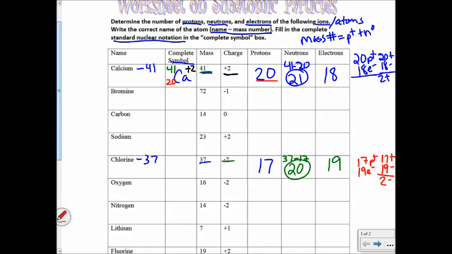Now for our complete symbol. We have chlorine. We have the mass number. We have the protons. Protons here, 17, thank you. And we have the charge. Now this side gives you the standard information for each one exactly the same. On the other side, though, it becomes more of a puzzle, because you have to search around and figure out what they give you.